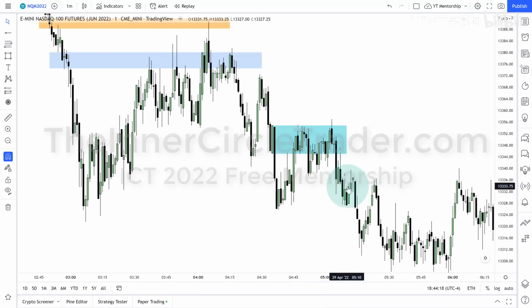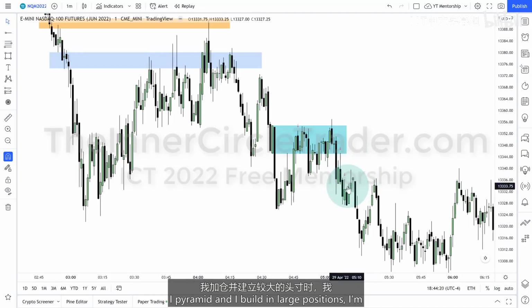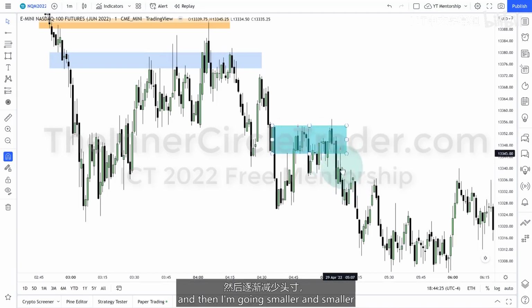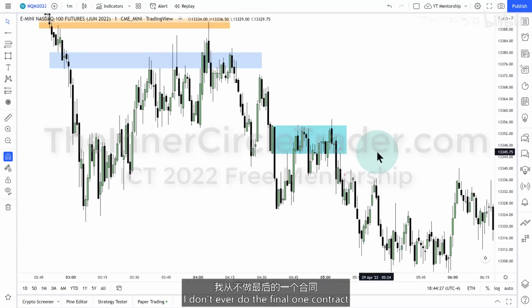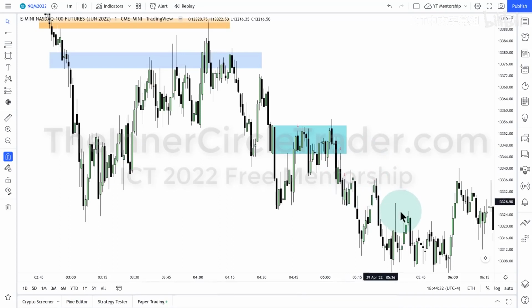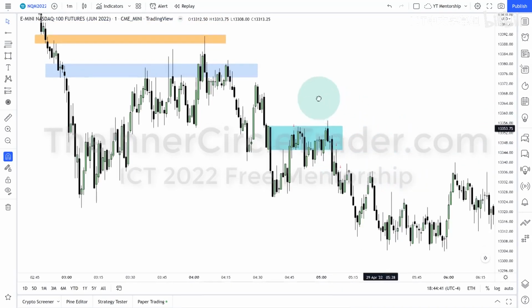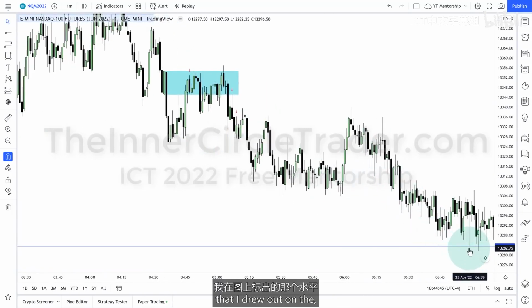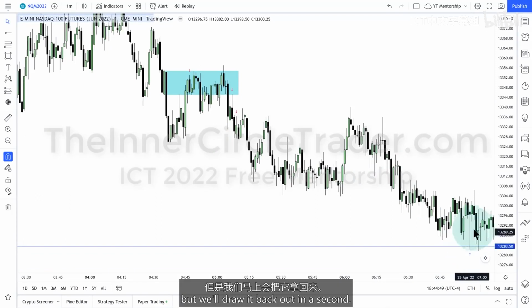And that's why when I pyramid and I build in large positions, I'm starting with my biggest position first. And then I'm going smaller and smaller until I can't do any smaller. I don't ever do the final one contract and then one more and then one more and then one more. I don't do that. I don't need to do that. So once I had that position established, then I submitted to the idea of it going down to that level that I drew out on, I forgot what time frame it was now, but we'll draw it back out in a second.